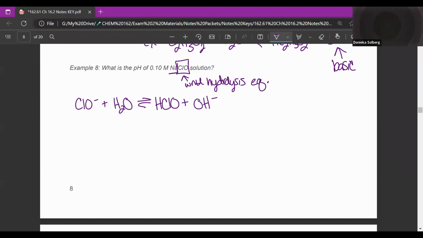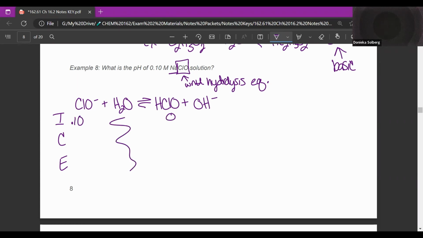It has hydroxide in it, so if I can get to the equilibrium amount of hydroxide, I can find pOH, pH related, right? So I'm just going to go ahead and set up a nice table. I have a 0.10 molar of NaClO. So that means I've got 0.10 molar of both of those ions, because there's only one ion in each compound. So I started with 0.10 molar of that.